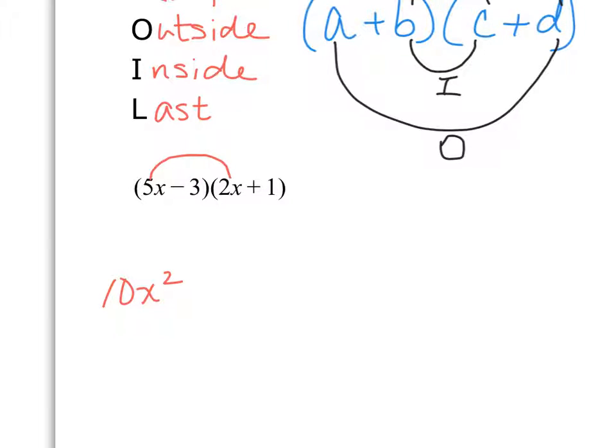Okay. O, outside. 5x times 1 is 5x. It's not 5x squared because there's no other x. It's just 5x. Good eye. I, inside. Negative 3 times 2x. Negative 6x. Perfect. And L, last. Negative 3 times 1. Negative 3.